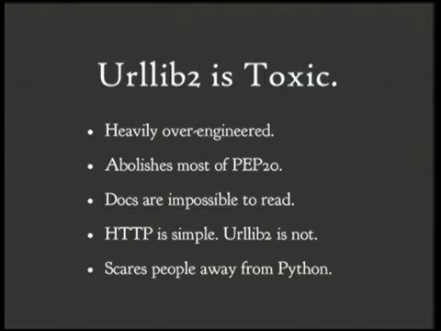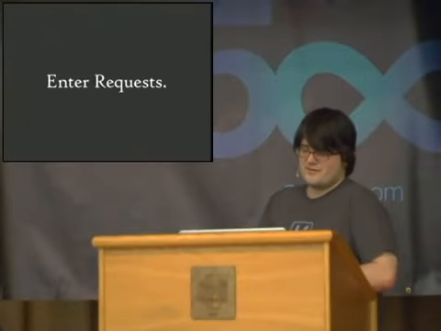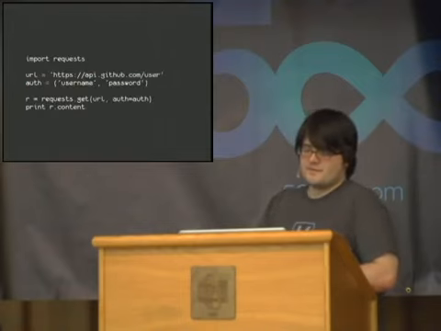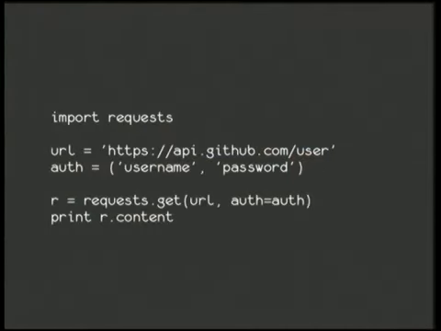The docs are impossible to read, HTTP is really simple, and urllib2 simply isn't. And I really think that can scare people away from Python. So I wrote requests, which is HTTP for humans. And to do the exact same thing that we just showed you in urllib2 and in Ruby, this is all you have to do. You import requests, and you have your URL, and then you have a username and password, and you make a GET request, and you get your response.